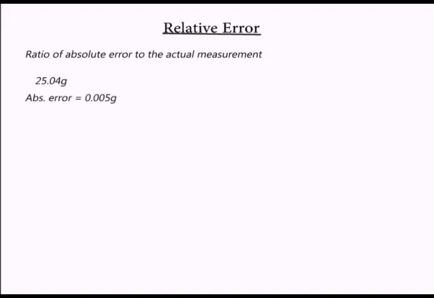Next, relative error. Relative error is the ratio of the absolute error to the actual measurement. And so for the above, 25.04 grams, the absolute error is equal to 0.005. Relative error is equal to 0.005 over 25.04, and that gives us 1.996 times 10 to the power negative 4.